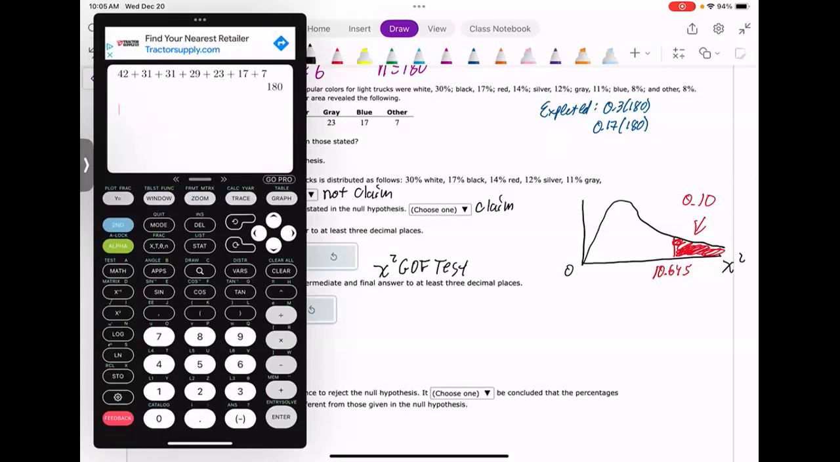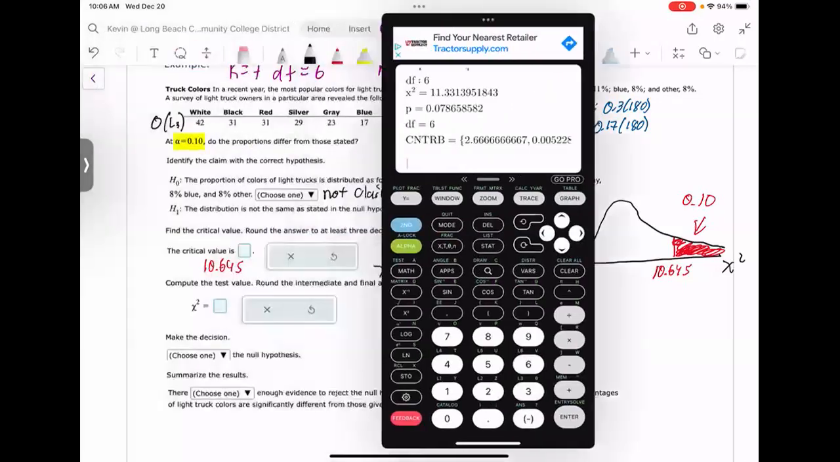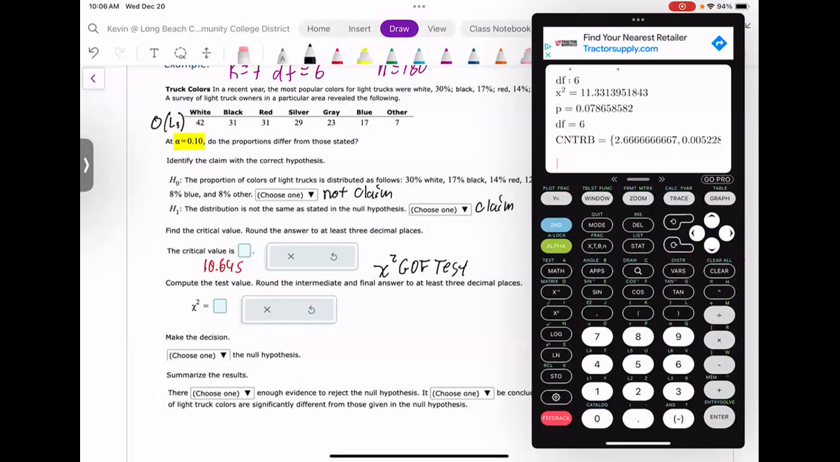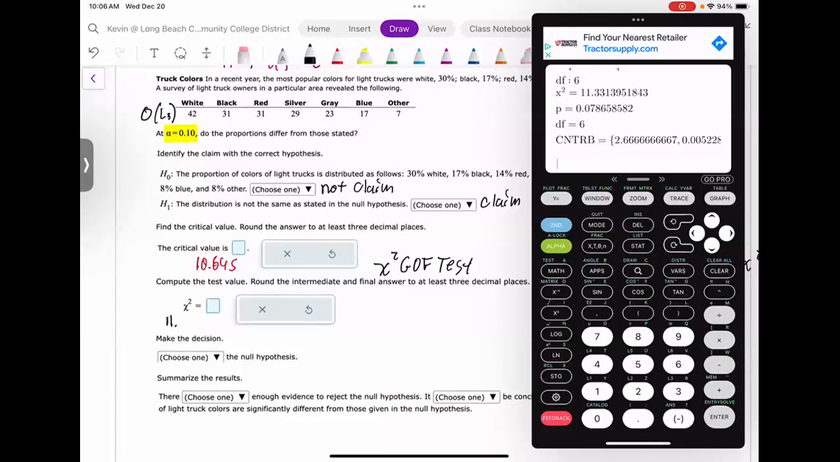So we'll go to stat, tests, scroll down, goodness of fit test. And my observed is no longer in list 1, I'm in list 3. And my expected is in list 4. Degrees of freedom happens to be the same in this case. And our test statistic is 11.331. That's our chi-squared.